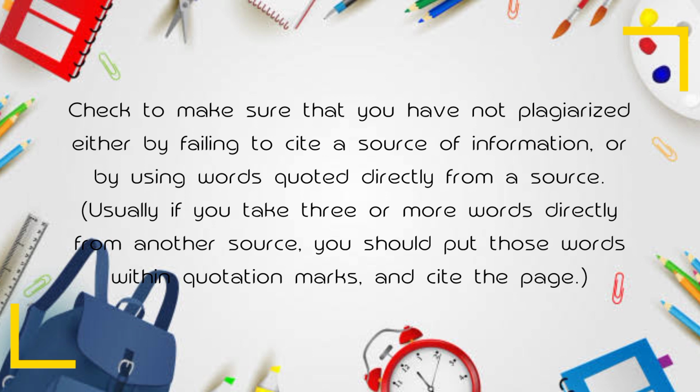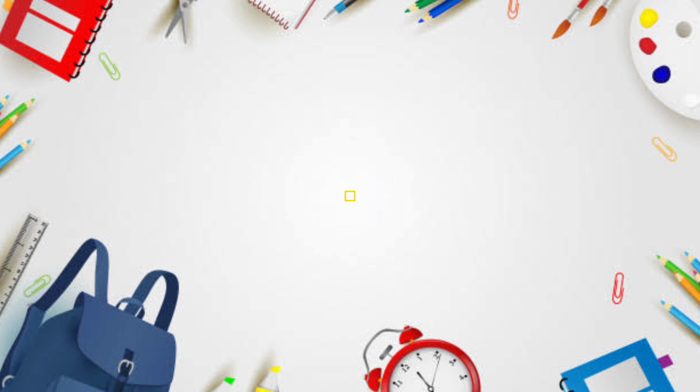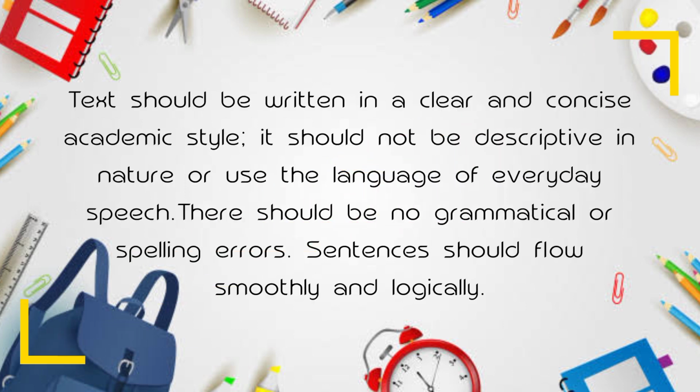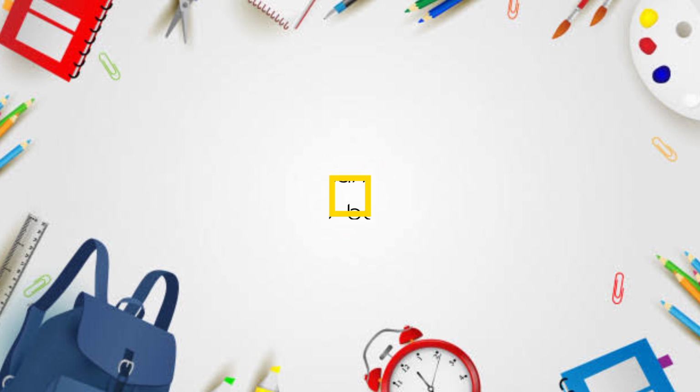Check to make sure that you have not plagiarized either by failing to cite a source of information, or by using words quoted directly from a source. Usually if you take 3 or more words directly from another source, you should put those words within quotation marks, and cite the page. Text should be written in a clear and concise academic style. It should not be descriptive in nature or use the language of everyday speech. There should be no grammatical or spelling errors. Sentences should flow smoothly and logically.